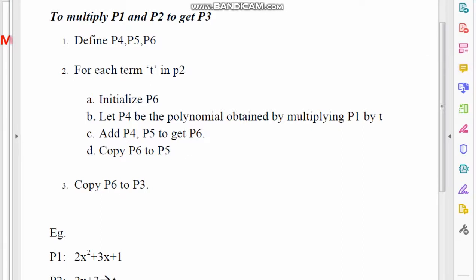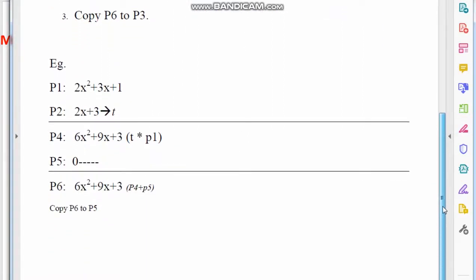If you want to take a simple example, here is an example. Here take the term 3, you multiply 3 into 2 is 6x square, 3 into 3 is 9 into 3x. So this is t and p1. p5 is initially null, add this to it, you get p6. Then copy this p6 to p5. Next time multiply again and add, here you will get 4 into 4x, and similarly you can add, and finally you get the result of the polynomial.